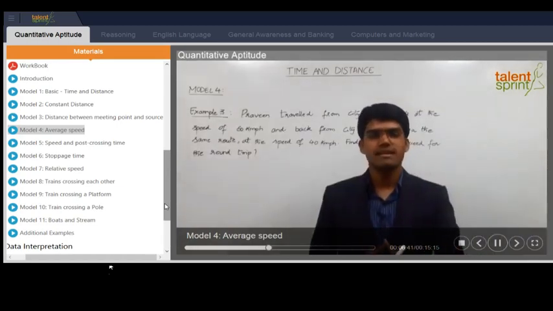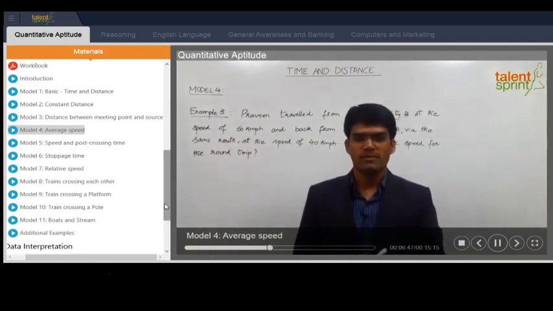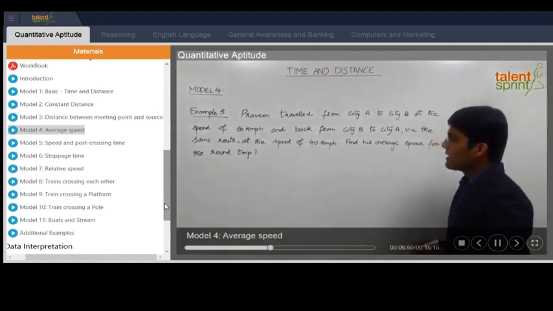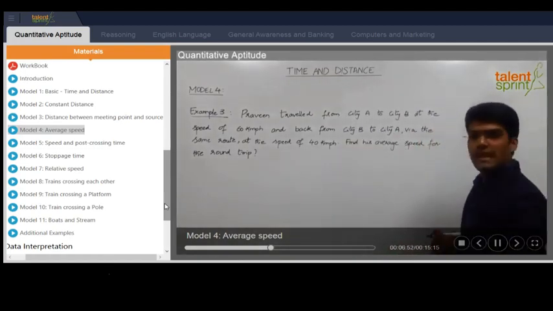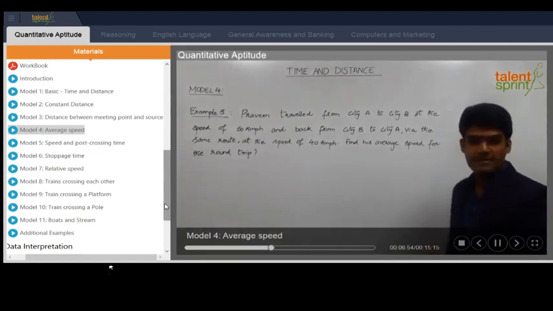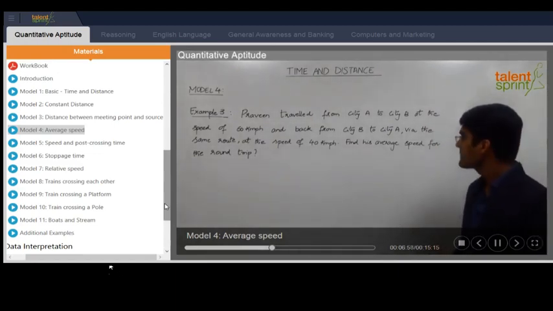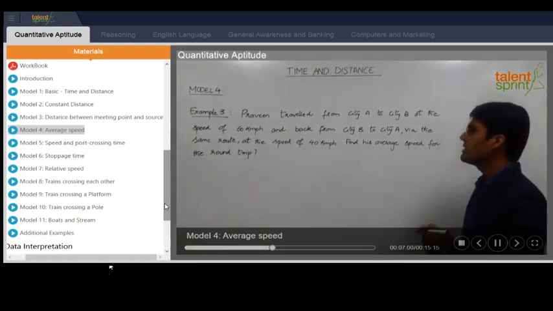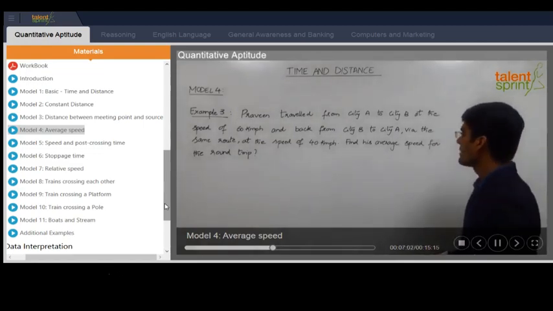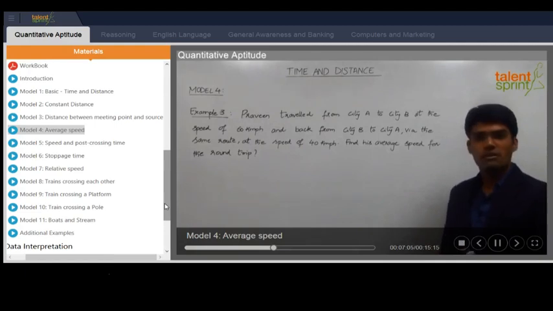Let us now take the next example from average speed where the distance traveled in both the parts of the journey are equal. Let us look at the question here. Praveen traveled from city A to city B at the speed of 60 kilometers per hour and back from city B to city A via the same route at the speed of 40 kilometers per hour. Find his average speed for the round trip.